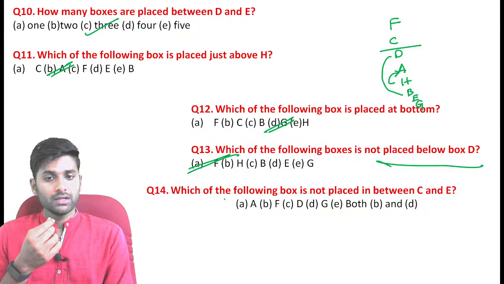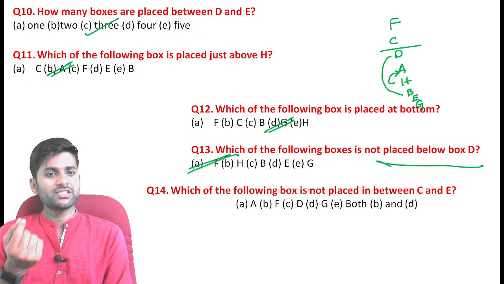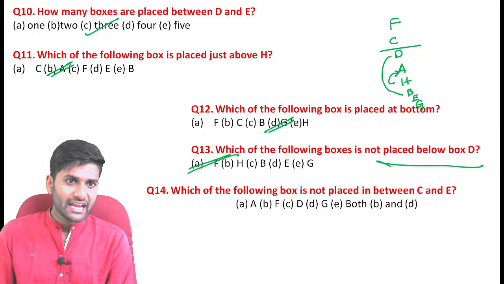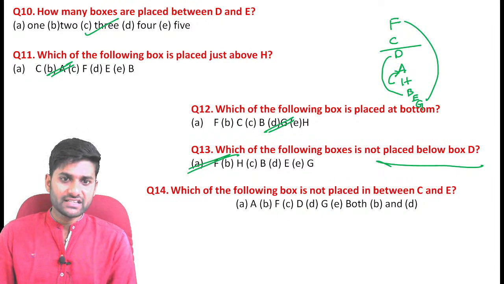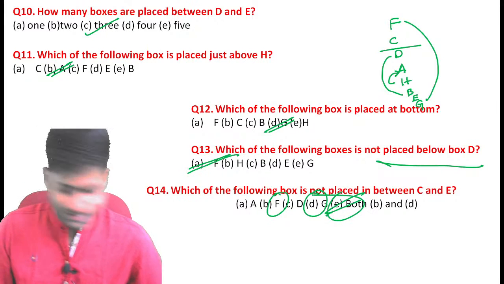Then which of the following boxes is not placed between C and E? F and G we can't place between C and E. F is given, G is given, then you can choose your option. E would be the correct answer.